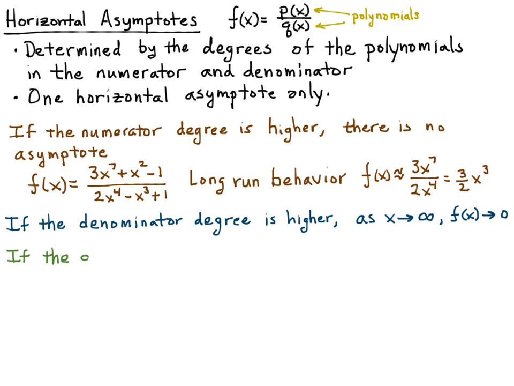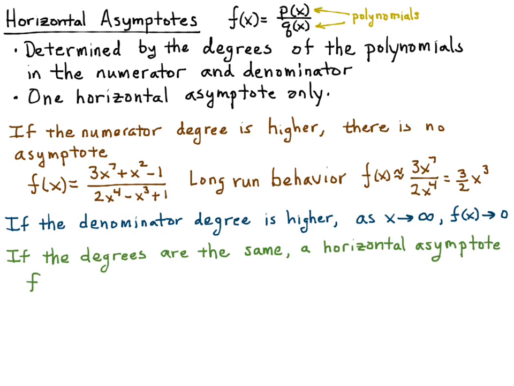The long-term behavior of this, as x goes to infinity, either positive or negative, this thing is going to get closer and closer to 0. So the long-term behavior when the degree is higher in the denominator is that the function's going to go to 0. So in other words, your horizontal asymptote is going to be 0 at that point. So if the degrees are the same, then the horizontal asymptote is the ratio of the leading coefficients.